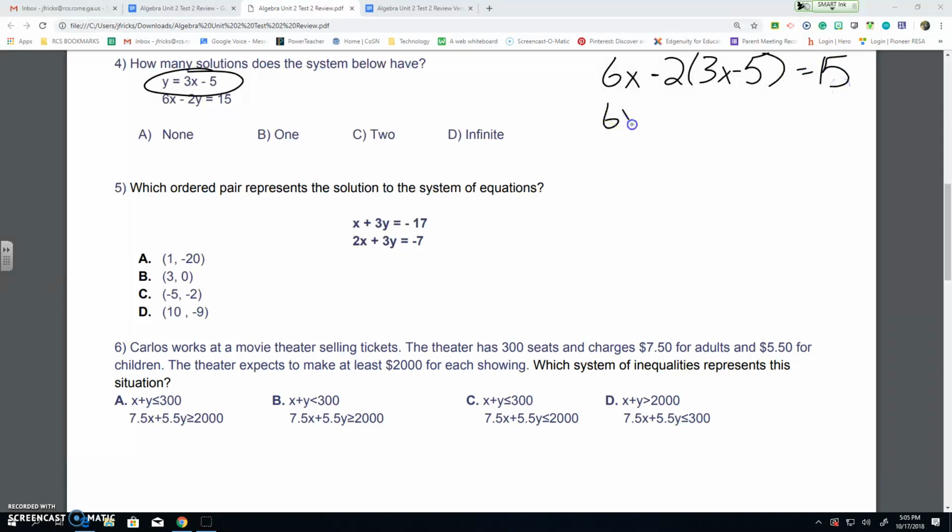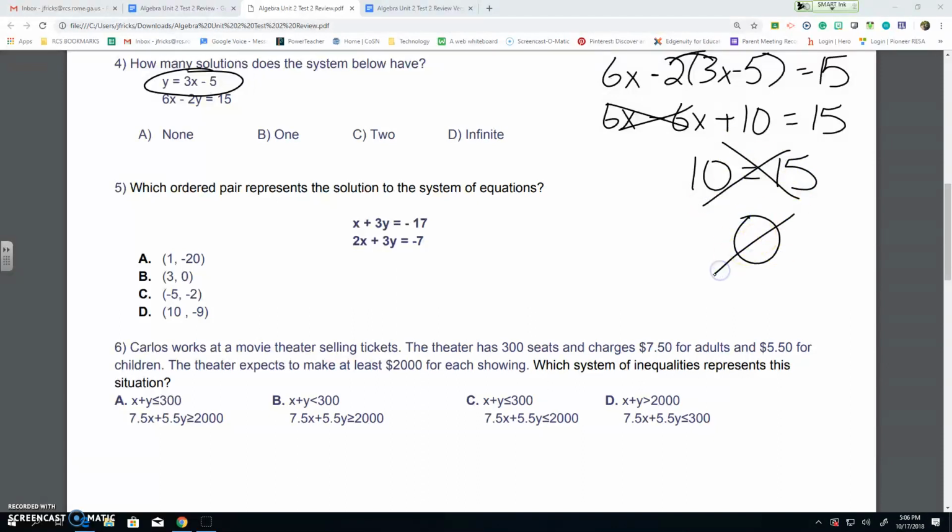So that's going to give me 6x. Negative 2 times 3 is going to be a negative 6x. And then negative 2 times negative 5 is going to give me a positive 10. And that's equal to 15. So 6x minus 6x is going to cancel and give me 0. So that tells me here that I got 10 is equal to 15. Now, in no way is 10 ever equal to 15. That does not make sense. So this means that the answer would be no solution.